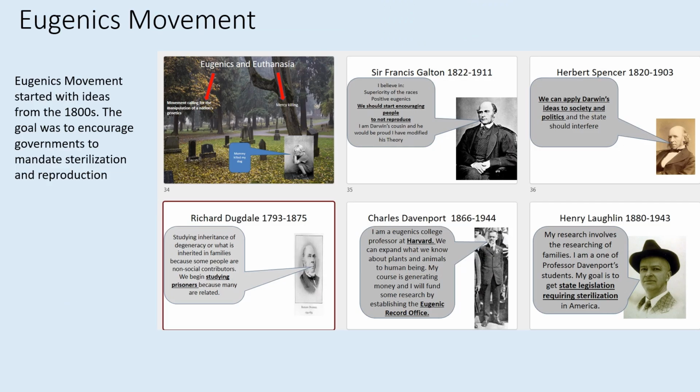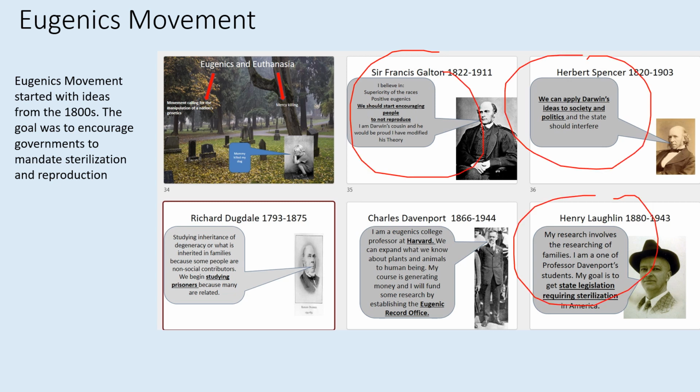We're going to make a transition to something called the eugenics movement. The eugenics movement was a 1800s theory or pseudoscience that advocated the manipulation of genes to get a desired outcome. And so all of these people here represent contributing thought to the eugenics movement. And ultimately what these individuals wanted was government to mandate sterilization and reproduction.